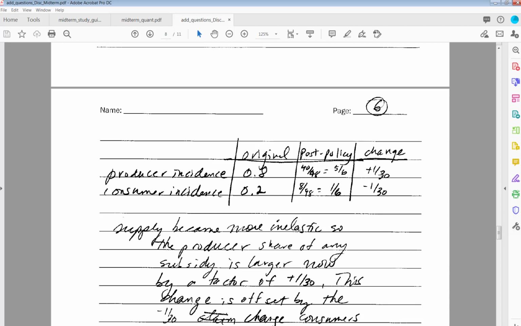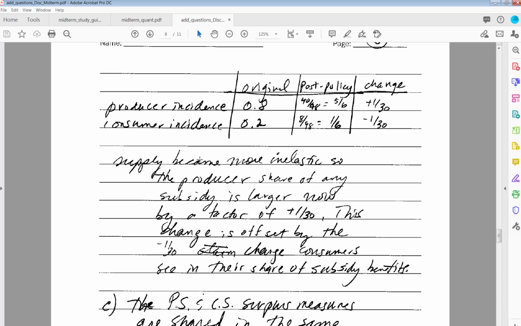Then for the change out here, if you want to do this, it's small, right? Just say small increase, small decrease. The key part is that this one goes up by the same amount this one falls. That is what has to happen. The true value here is 1 over 30, sorry. So it was about 80%, now it's about 83%, a change of 1 over 30. So what happens? Supply becomes more inelastic.